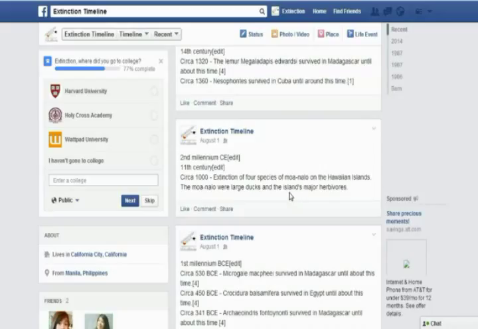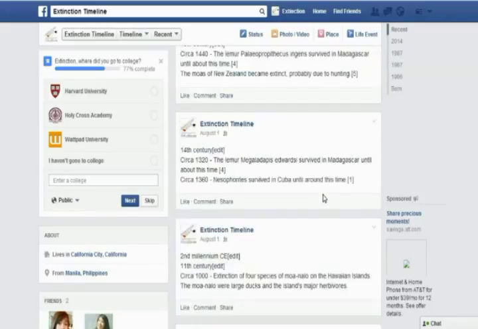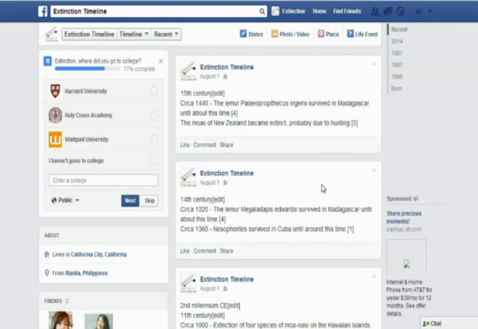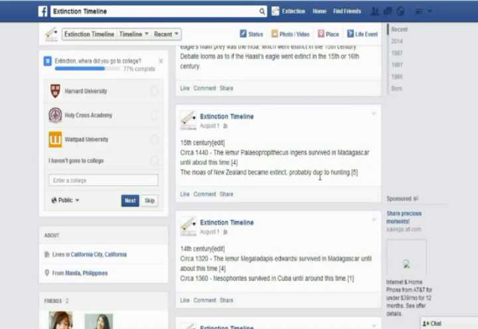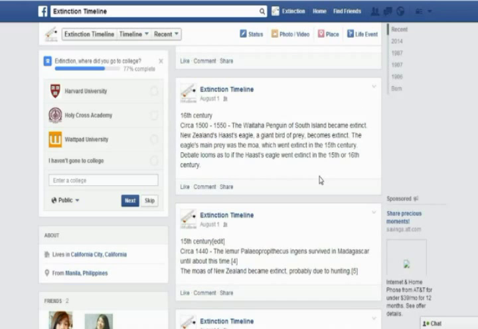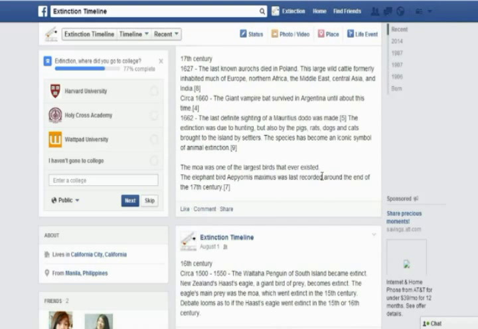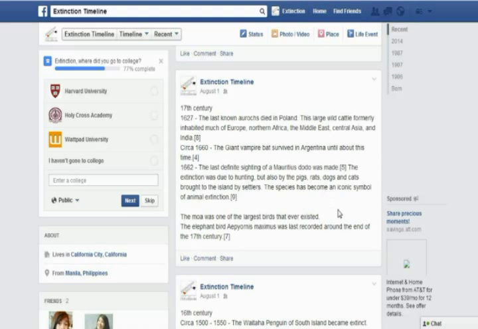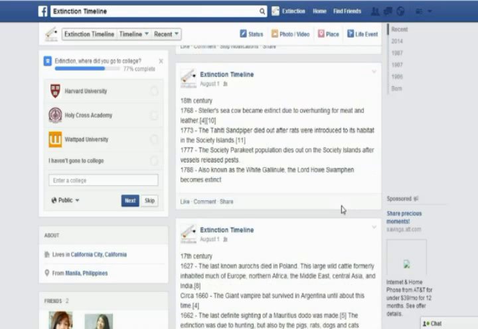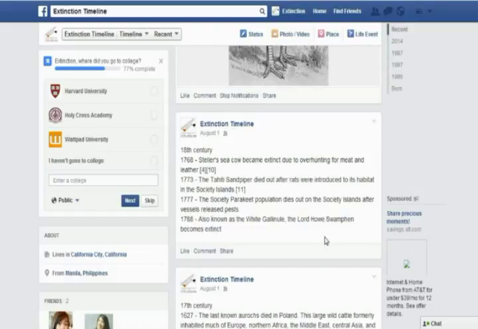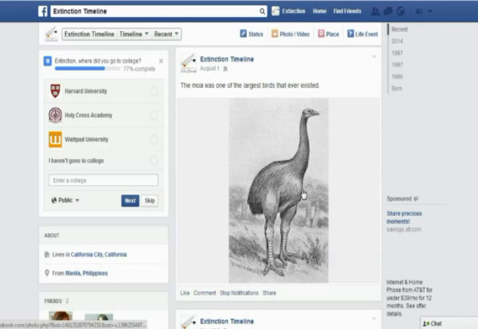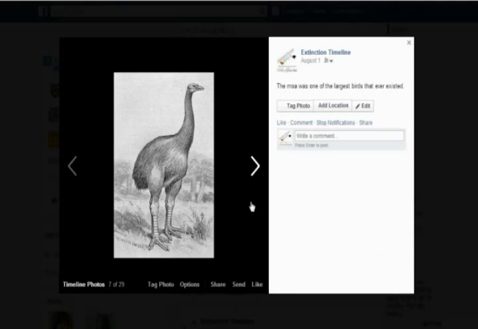Second millennium CE. 14th century. 15th century. 16th century. 17th century. 18th century. The moa was one of the largest birds that ever existed.